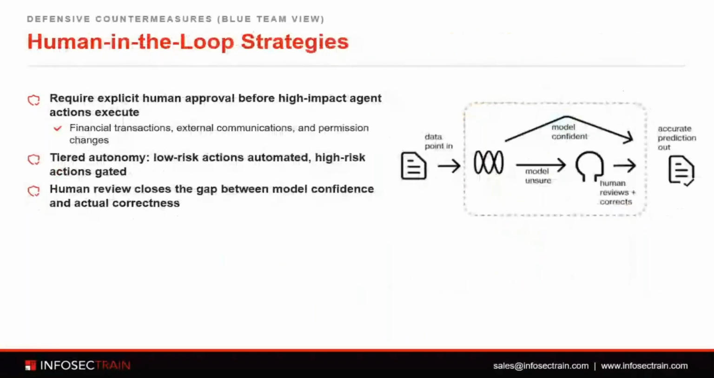Then we have human in the loop strategies, right? It requires explicit human review or approval before high impact agent actions execute. Like if there are financial transactions or external communications and permission changes, right? There is tiered autonomy. Low risk actions are automated, high risk actions are gated through humans. Human review closes the gap between the model confidence and actual correctness, right? If the model is unsure, the human will be there in the loop just to make sure the output is correct.